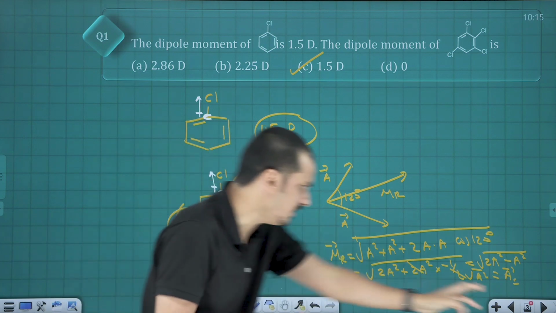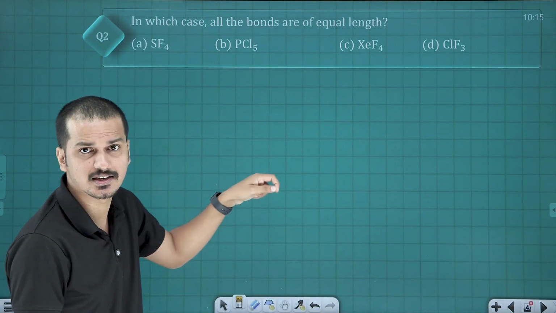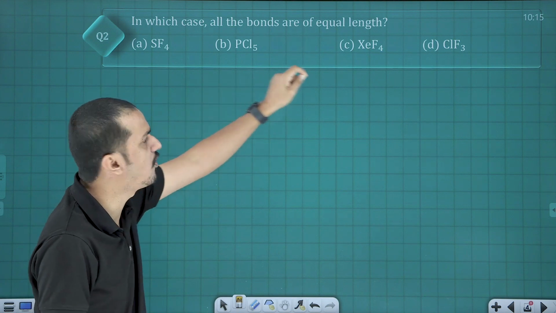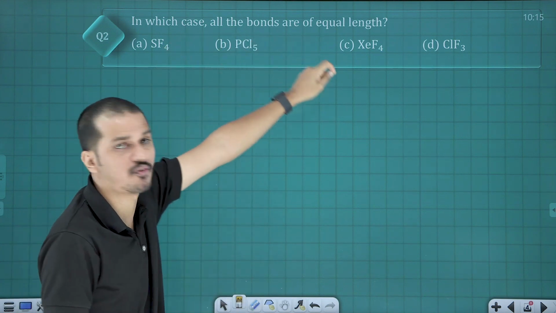Ready? Yeah. We can go to the next question. What about the next question? In which case are all bonds of equal length? In which case are all the bonds of equal length?